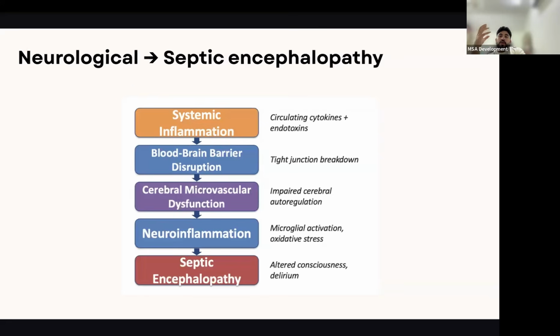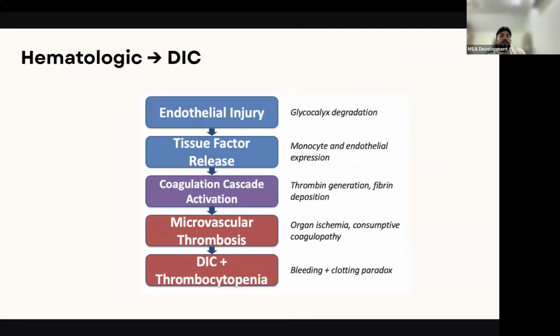Meaning that basically you have some sort of pathogen that's infecting and inflaming your brain tissue. The patient is going to present to you with altered consciousness, delirium, confusion. Here, how do you assess it? It's very important that you know that you assess it with the Glasgow Coma Scale, GCS, and the score is out of 15. Okay. Now, for hematological purposes, you want to look at DIC.